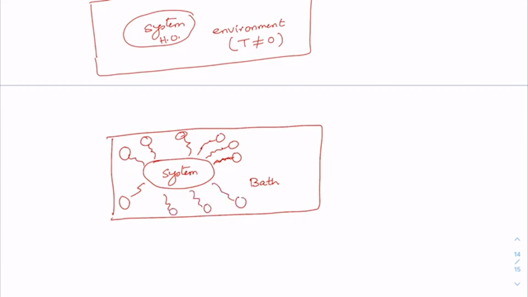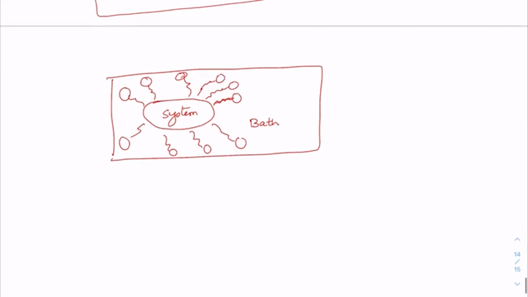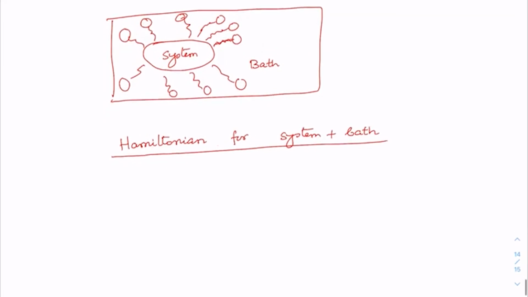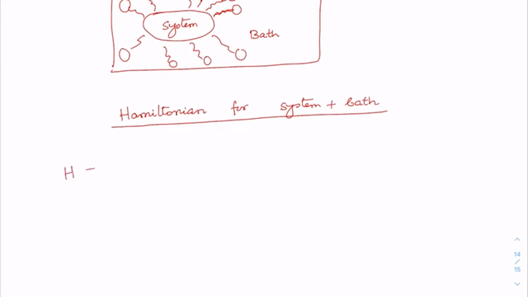This is what we are now going to consider: the bath is a collection of n independent harmonic oscillators, and the Hamiltonian for the system plus bath can be written as follows. So let me write down the Hamiltonian first, the Hamiltonian for system plus bath. Why are we doing it? We are doing it so that we can have a realistic model of the interaction of the system with the environment, and the Hamiltonian would be like this.